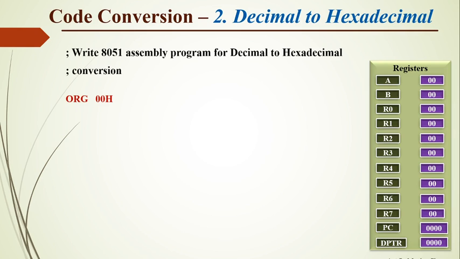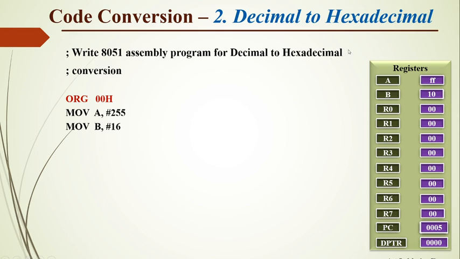So let's write the program for the same. We have to write the assembly program for decimal to hexadecimal conversion. ORG 00H. Here we are loading the accumulator with the value 255, that is, we want to convert it into the equivalent hexadecimal. So our first instruction is MOV A, #255. And we are loading the divisor into register B using the instruction MOV B, #16.